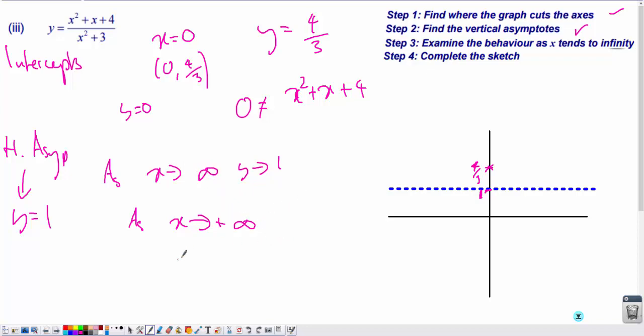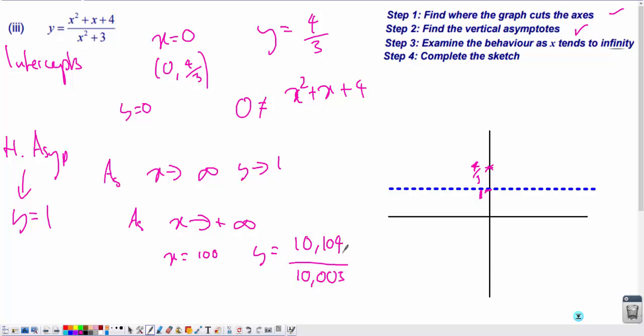Okay, let's just find the behavior. So we're going to plug in x equals 100. So what do we have? We're concerned about, is it above 1 or below 1? Well, y is equal to 100 squared plus 100 plus 4 over 100 squared plus 3. I'm just going to work it out. 100 squared is 10,000, plus 100 plus 4, so it's 10,104. What's my denominator? 100 squared is 10,000, a 1 and 4 zeros. So it's 100 squared plus 3, so it's 10,003.